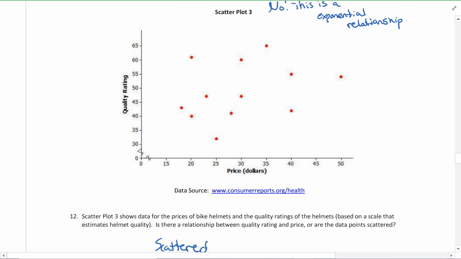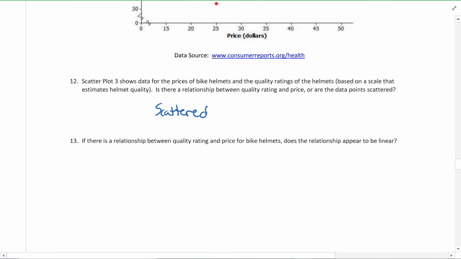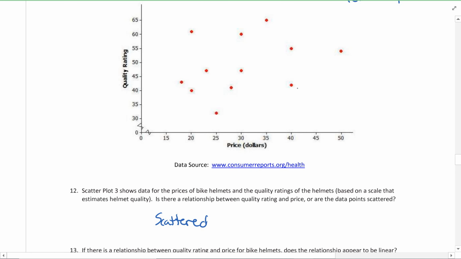I could draw a line up. I can draw a line going down, and it's not going to really match my pattern that I'm looking for. It's not a U. It's not like an L like the exponential was. There's nothing there. There is no correlation. If there is a relationship between quality rating and price for the bike helmets, does the relationship appear to be linear? Again, there's no correlation here. There is no pattern I can assign to this at all. You can maybe make an argument for positive correlation, but even that's thin. So again, that's pretty scattered.